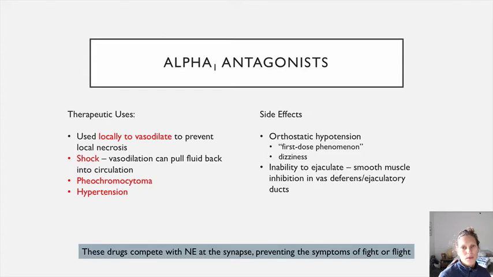So the alpha-1 antagonists, or the alpha-1 blockers, are going to be used to bring down the blood pressure by vasodilation. So they can be used locally to vasodilate, or they can be used more systemically for vasodilation. So there's a couple. This kind of gets a little complicated.